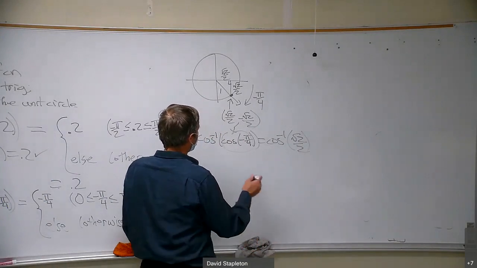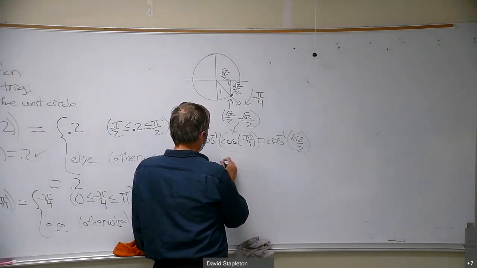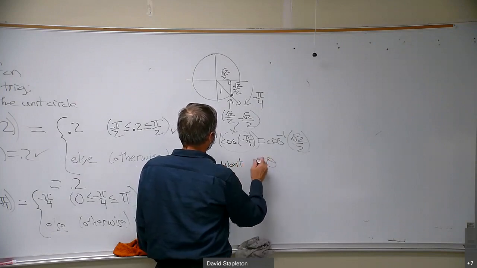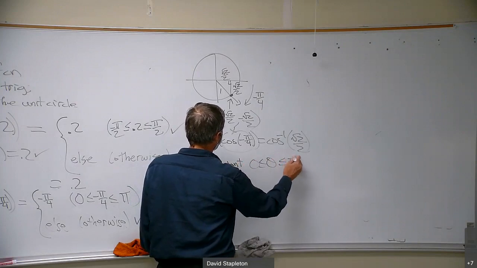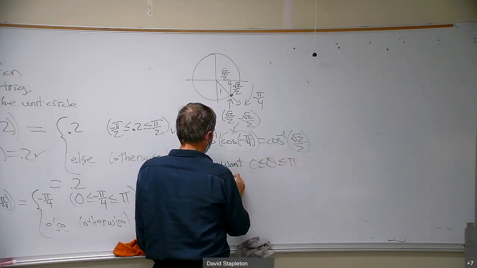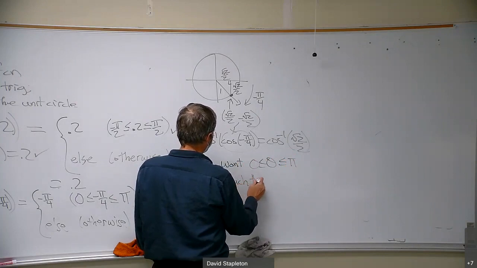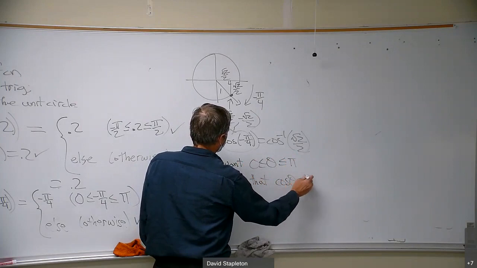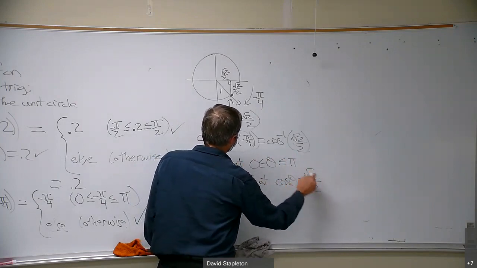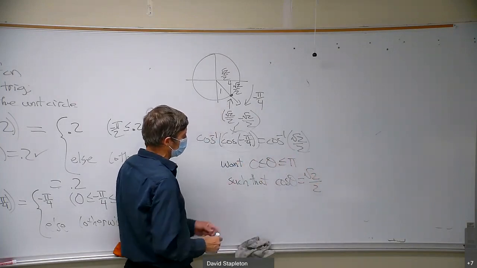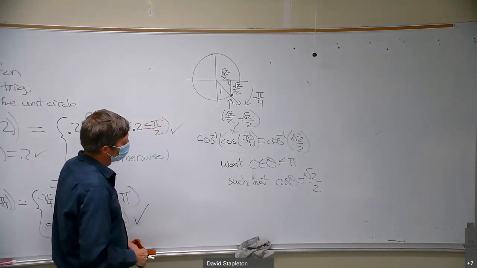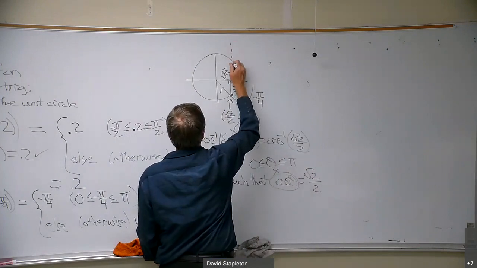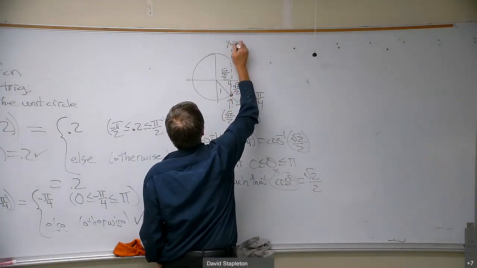And what we want is theta between 0 and pi for the arc cosine function, such that cosine theta is the given number. That's what the arc cosine is, the unique angle between 0 and pi that has that cosine. That's easy. I draw all x-coordinates equal to square root 2 over 2. That's this vertical line, x equals square root 2 over 2.